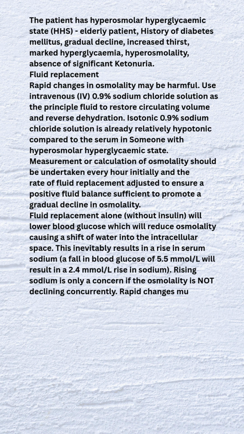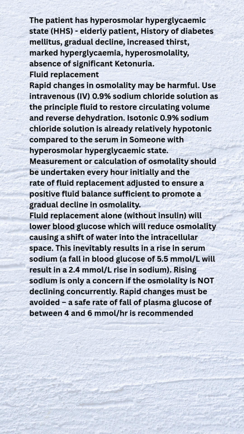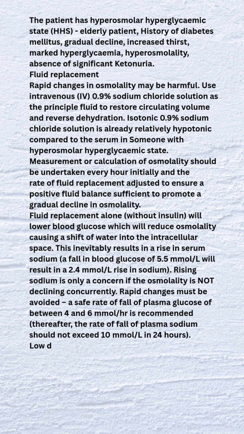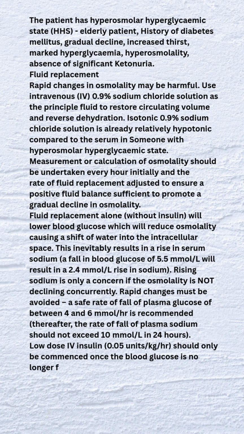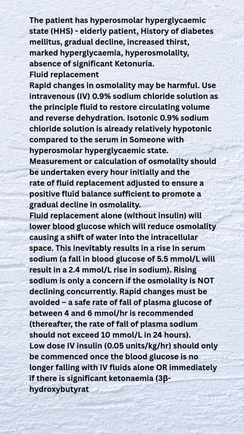A safe rate of fall of plasma glucose of between 4 and 6 mmol per hour is recommended. Thereafter, the rate of fall of plasma sodium should not exceed 10 mmol/L in 24 hours. Low-dose IV insulin, 0.05 units per kilogram per hour, should only be commenced once the blood glucose is no longer falling with IV fluids alone, or immediately if there is significant ketonemia, 3-beta-hydroxybutyrate greater than 1 mmol/L or urine ketones greater than 2+, as this indicates relative hypoinsulinemia.